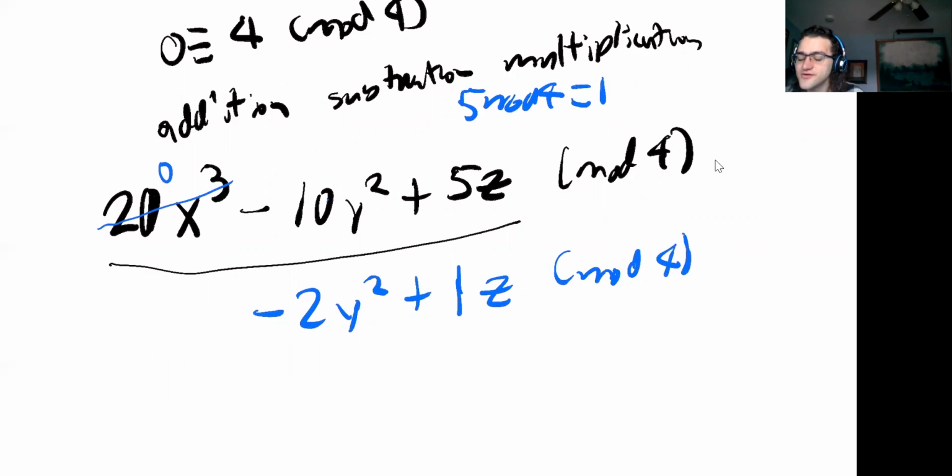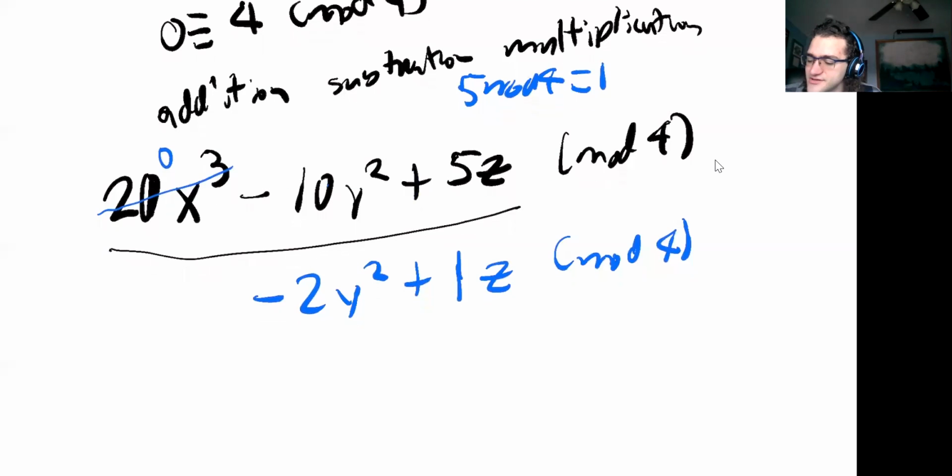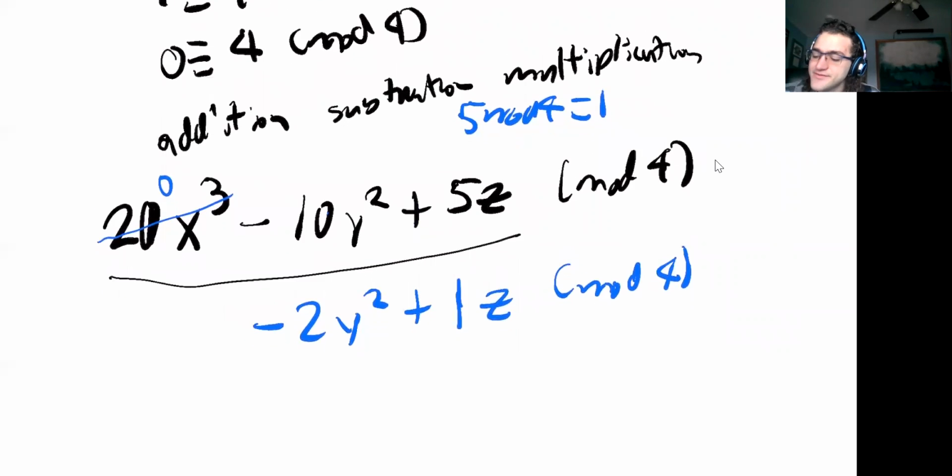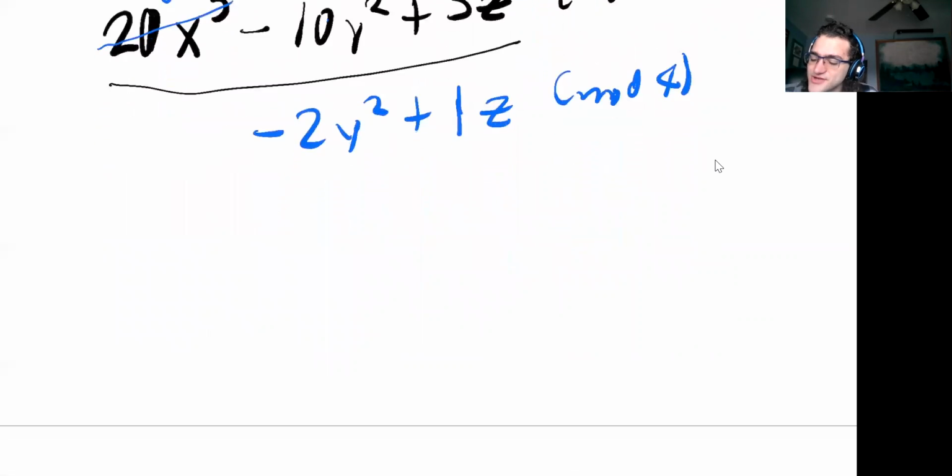So you can think about addition, subtraction, and multiplication as working this way: you can reduce every component mod 4 to get something that you then reduce. So you have these properties that hold in the mod space for addition, subtraction, and multiplication, but division is a bit different.